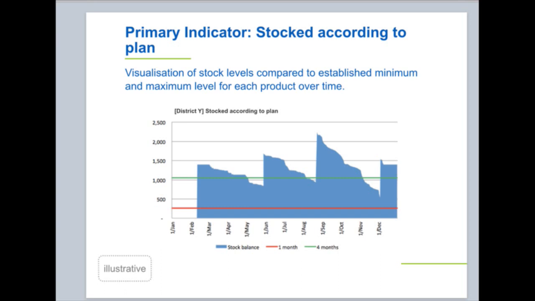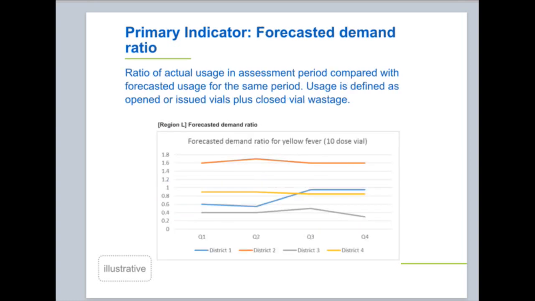In this data that we are visualizing here, we can see that this district is really overstocking for a long time, and then only towards the end of the replenishment period, they are getting into the normal range of stocks. So what can be the issues? It can be issues with, for instance, the orders, that they are ordering too much or that they are forecasting too much. So one of the indicators that we're proposing is also the forecasted demand ratio, where we are looking at the actual demand, the actual usage, compared to the forecasted usage.